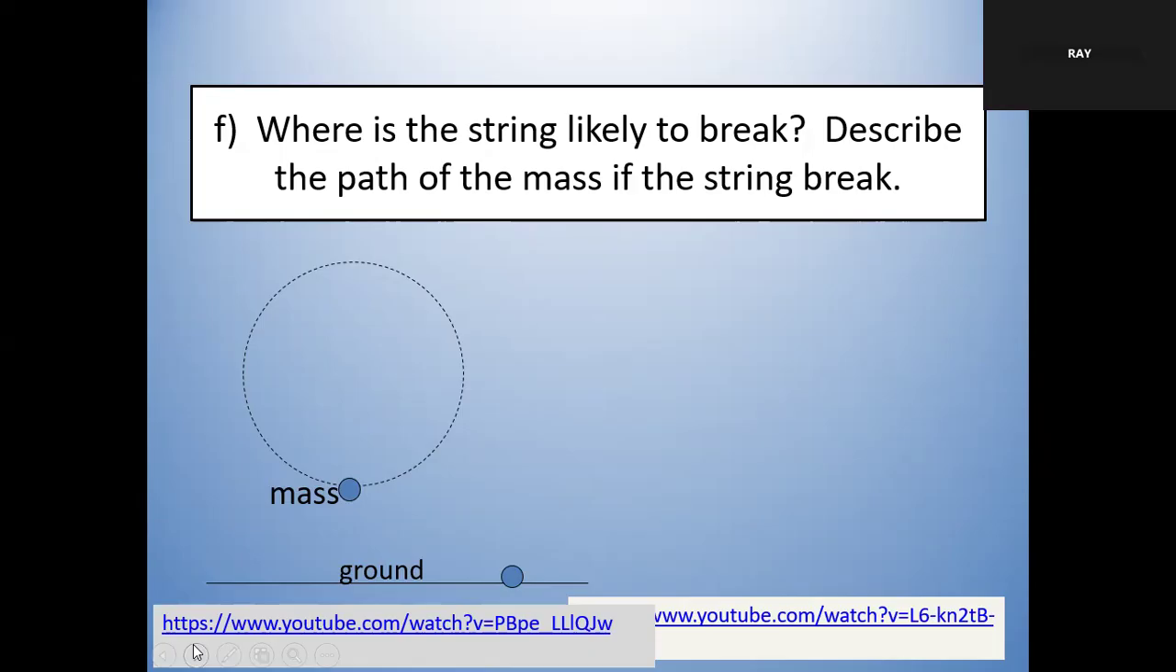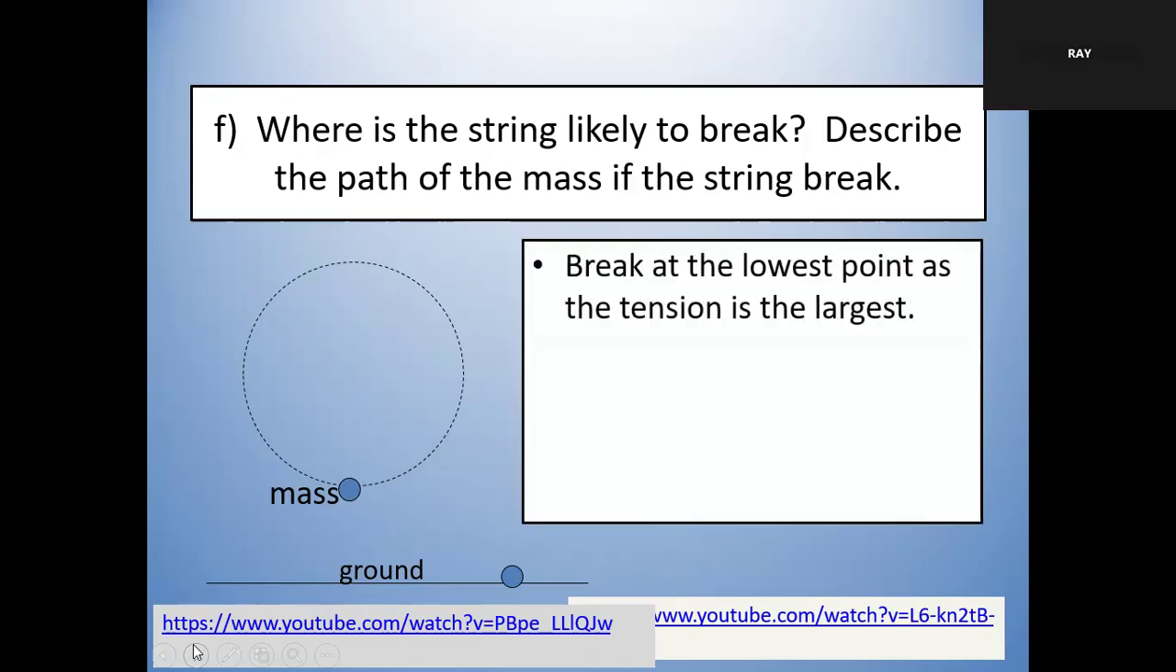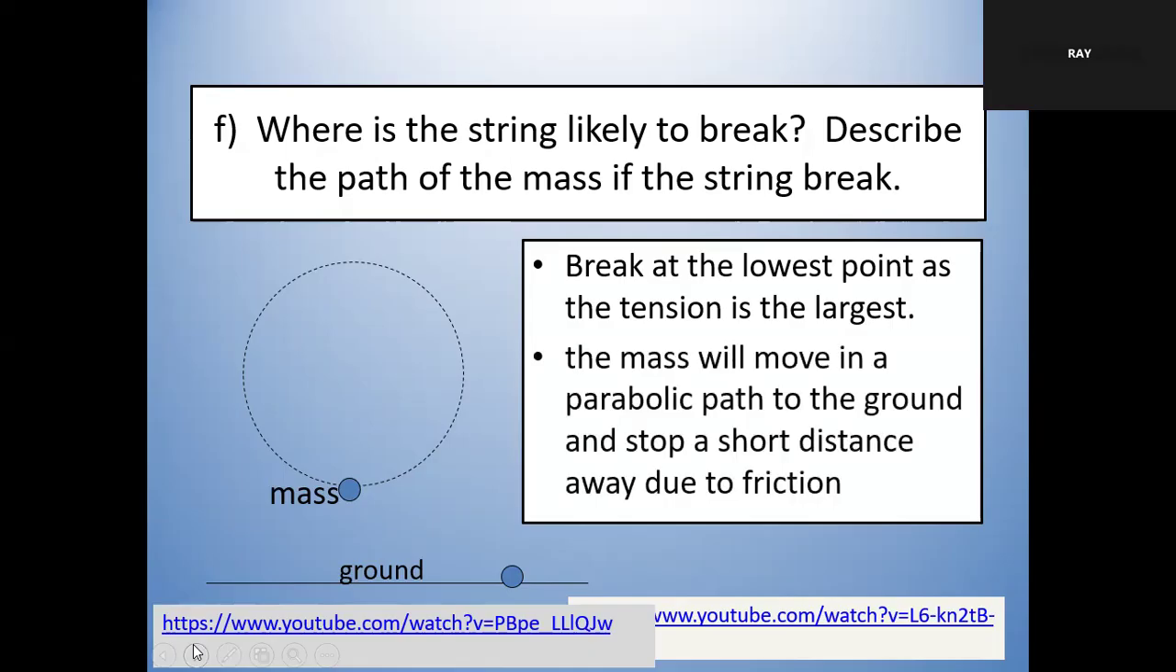I'm just reviewing with you what I taught you. That's all, nothing new. Where is it likely to break? It breaks at the lowest point, where the tension is the largest. The mass will move in a parabolic path. Once it breaks there is no force, only gravity pulling it. So it moves in a parabolic path to the ground and stops a short distance away due to friction.